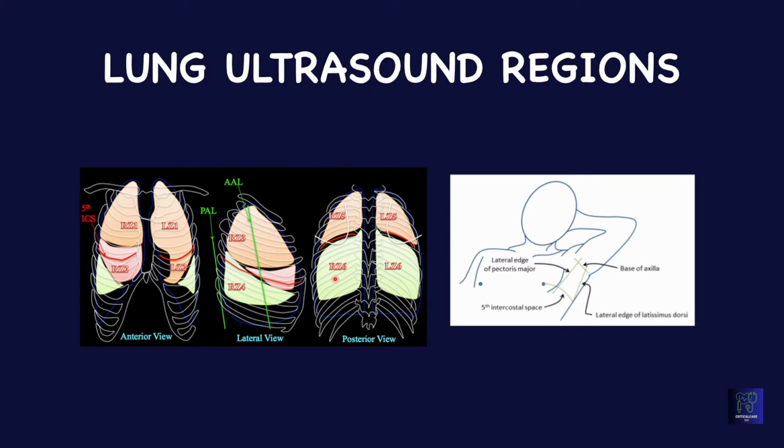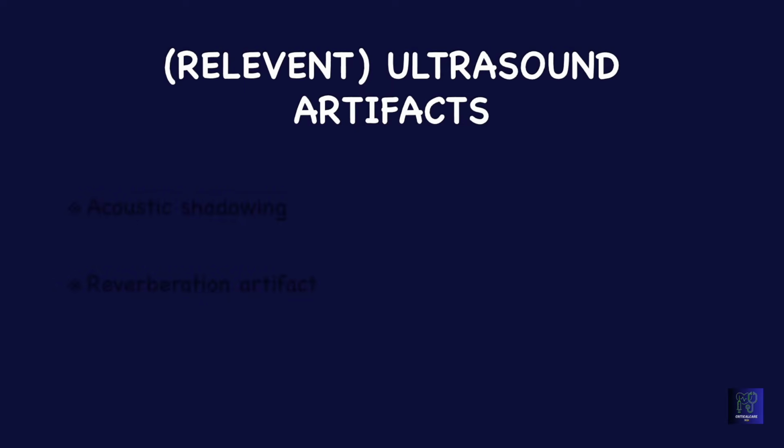So, one alternative approach could be starting with auscultation first and then using ultrasound for better characterization of abnormal zones. To understand ultrasound appearance of the lungs, it is important to understand two important ultrasound artifacts: one, acoustic shadowing, and two, reverberation artifact.